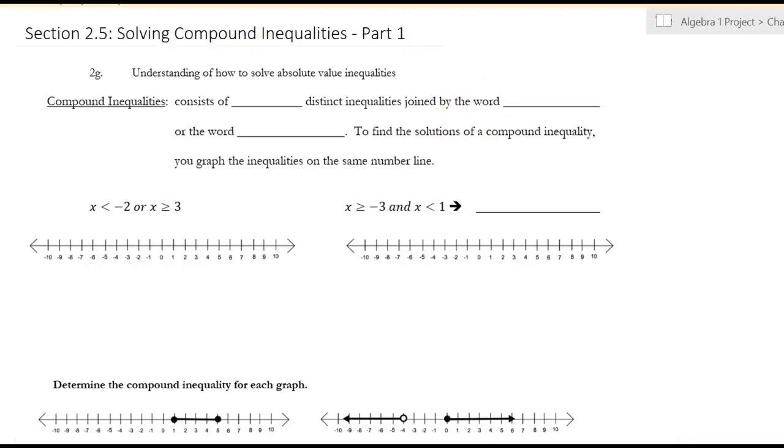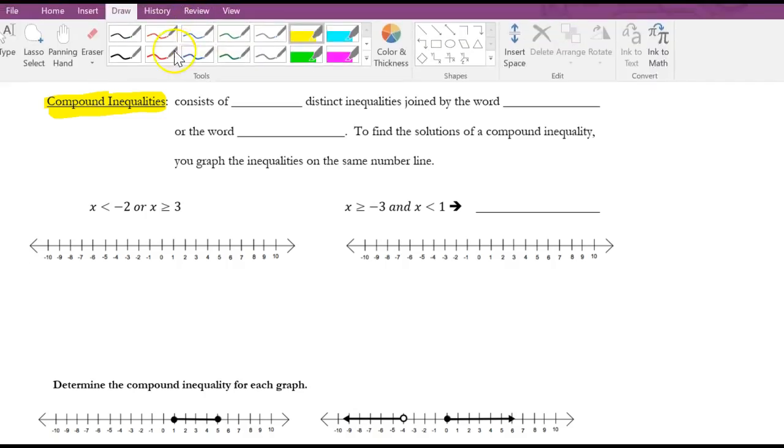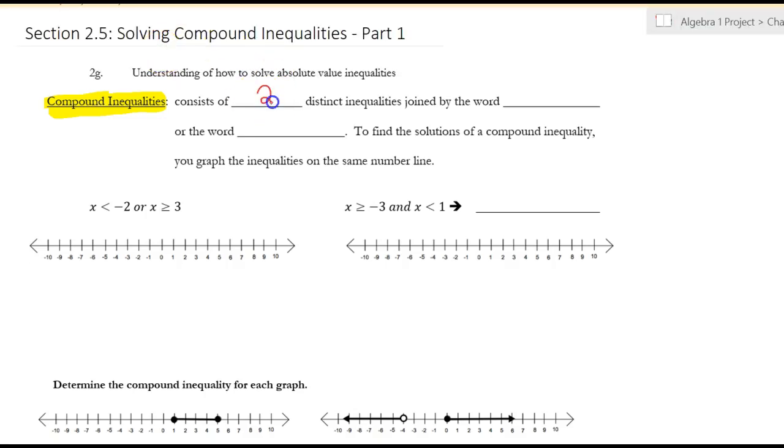Okay, so what we're doing today is section 2.5, compound inequalities, part 1. We've split it into 2 parts so that way you can get a handle of what the graph looks like before we have to solve. Okay, so a compound inequality consists of 2 distinct inequalities joined by the word and or the word or.